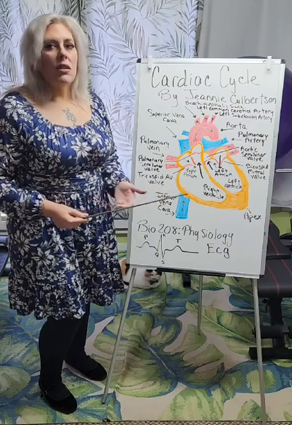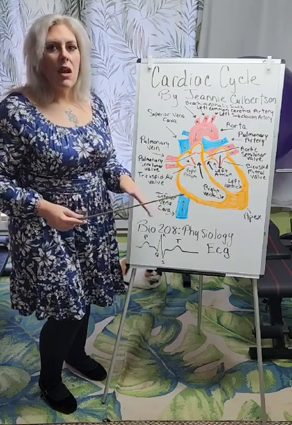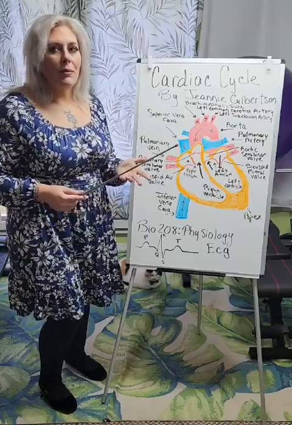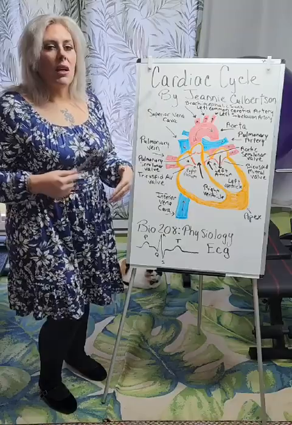Finally, as the ventricles continue to relax, their pressure drops below the pressure in the atria again. This causes the AV valves to open, and the ventricles begin to fill with blood once more. At this point, the cycle repeats.